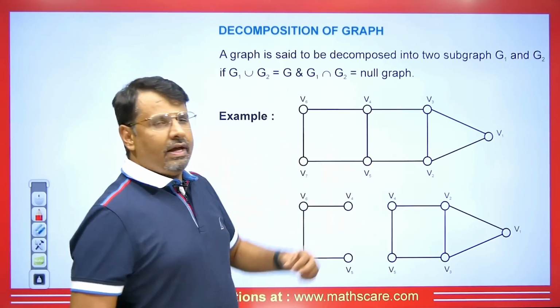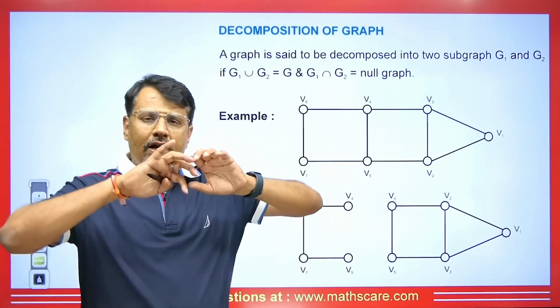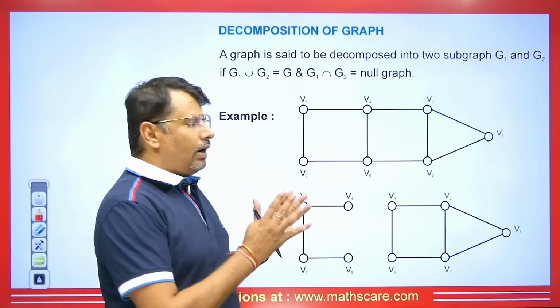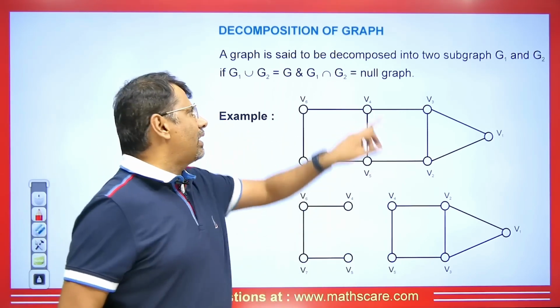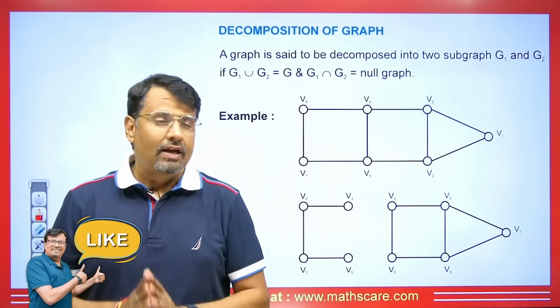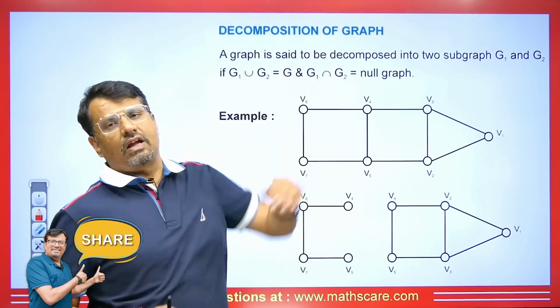This is a graph. So students, if I break this graph into two parts, and now if I do union, then this graph will appear, right? And if we take the intersection, then what should we get? We should get a null graph. If this happens, then what we get is called decomposition of graph.